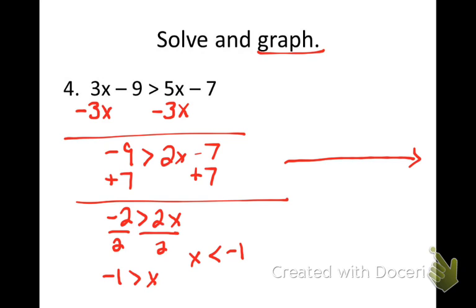So to graph this, I'm going to put negative 1 in the middle. I have a 0 here and a negative 2 over here. Negative 1 is not less than negative 1, so it's an open circle. That means negative 1 is not a solution. All numbers less than negative 1 are going that way. So that would be my answer to that after I graph it.